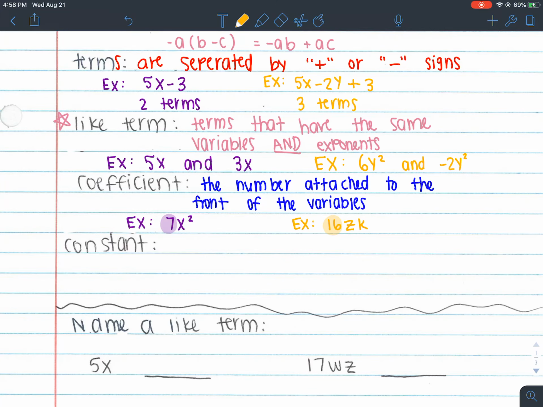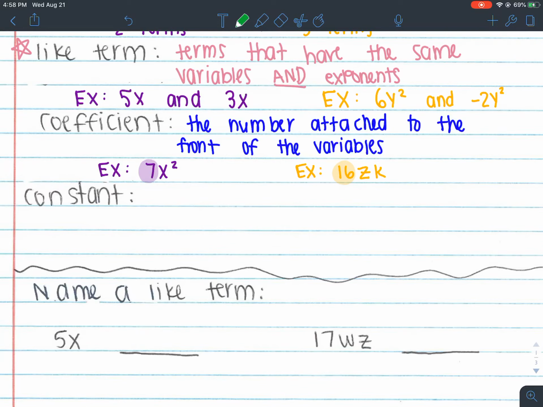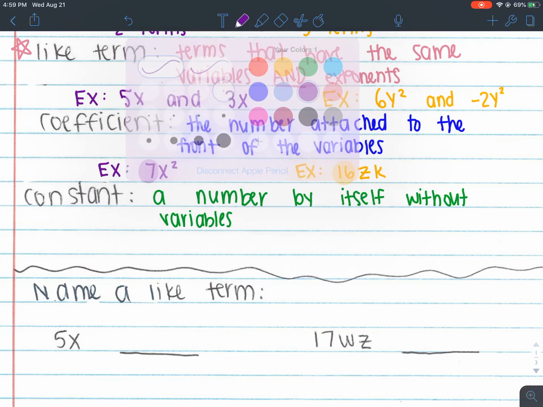All right, the last vocabulary word we have is constant. The constant is a number by itself. And what I mean by itself, I mean no variables. So let's say a number by itself without variables. So we're being specific here.